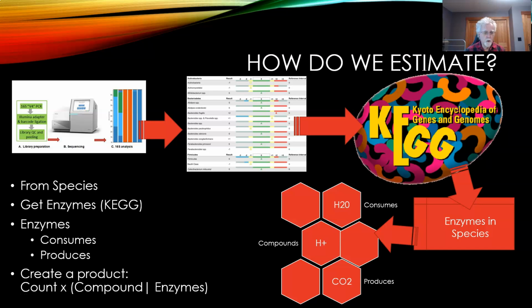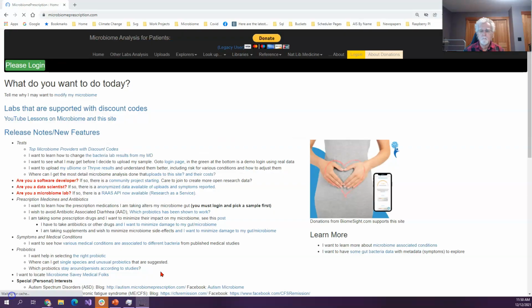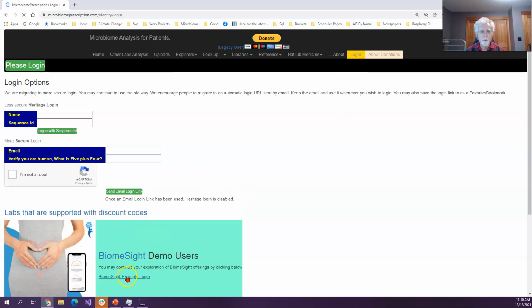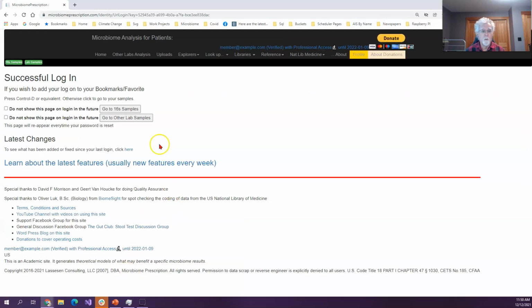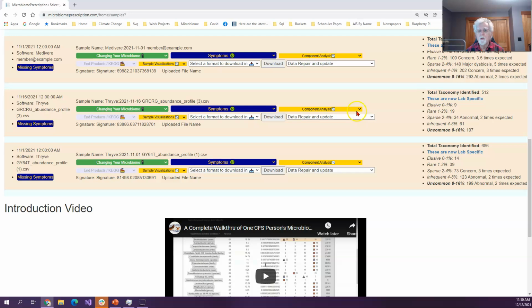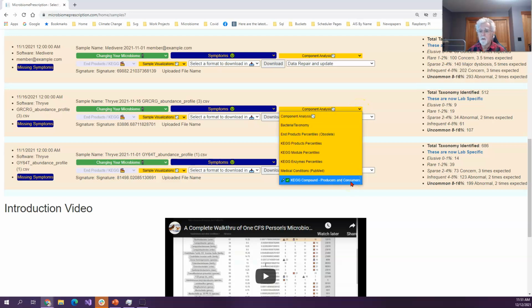So let's hop over to look at the new page and how you get to use it. So we're over on the microbiome prescription website. I'll do a login and I'll go over and use the biome example login. So people who can actually do it themselves, we go in there and we go over to 16S samples. And now we'll find we have component analysis. And click there, we see right here, it says compounds, producers, and consumers.